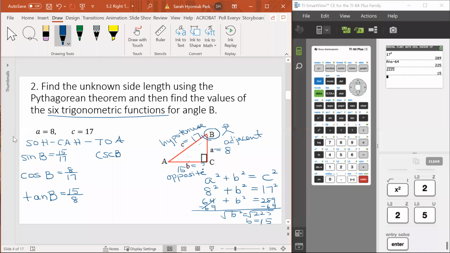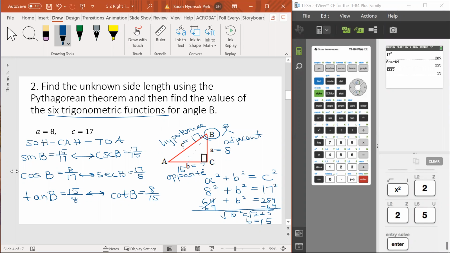Instead of trying to remember what cosecant was again, I can just flip the sine over and say it's the reciprocal of sine, so it's 17 over 15. Secant B is the reciprocal of cosine, so flip that over and say it's 17 over 8. So you can see how these are reciprocals of one another. And cotangent, instead of trying to remember what it was, I know it's the reciprocal of tangent. So we're just going to flip that around and write 8 over 15.